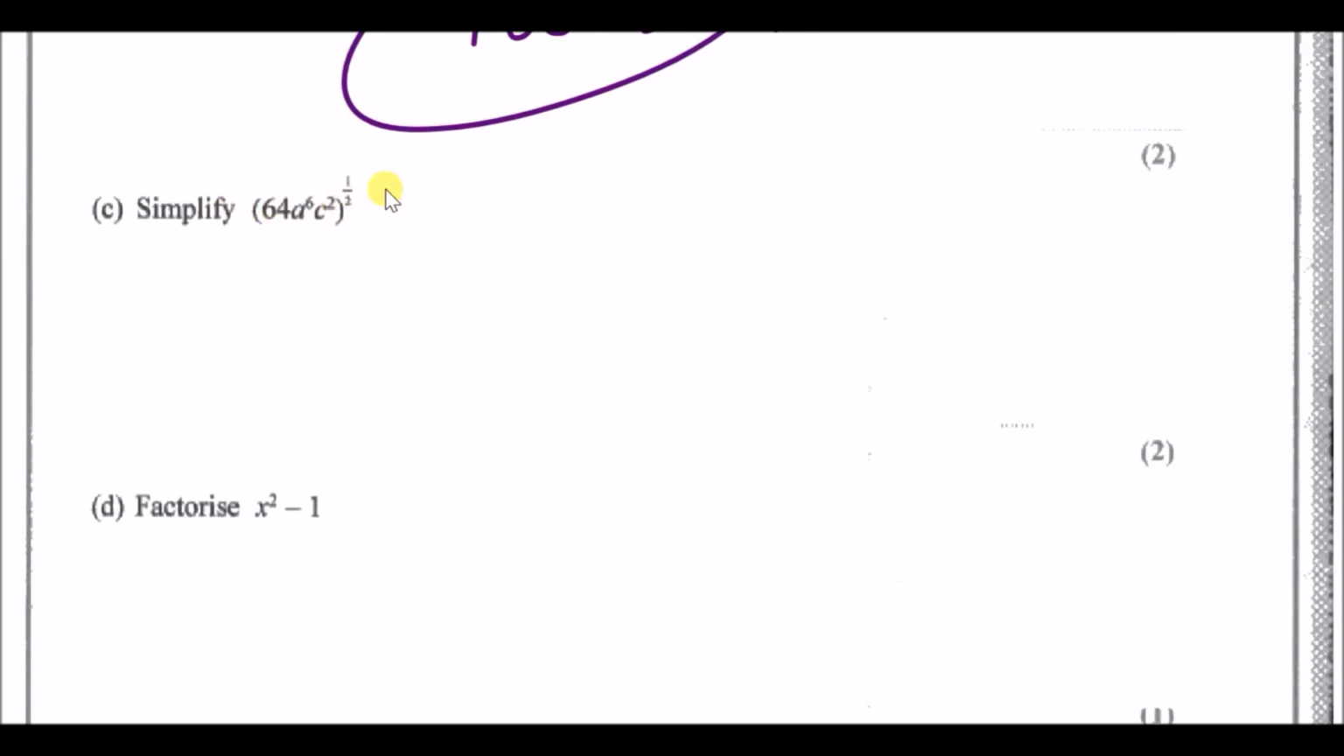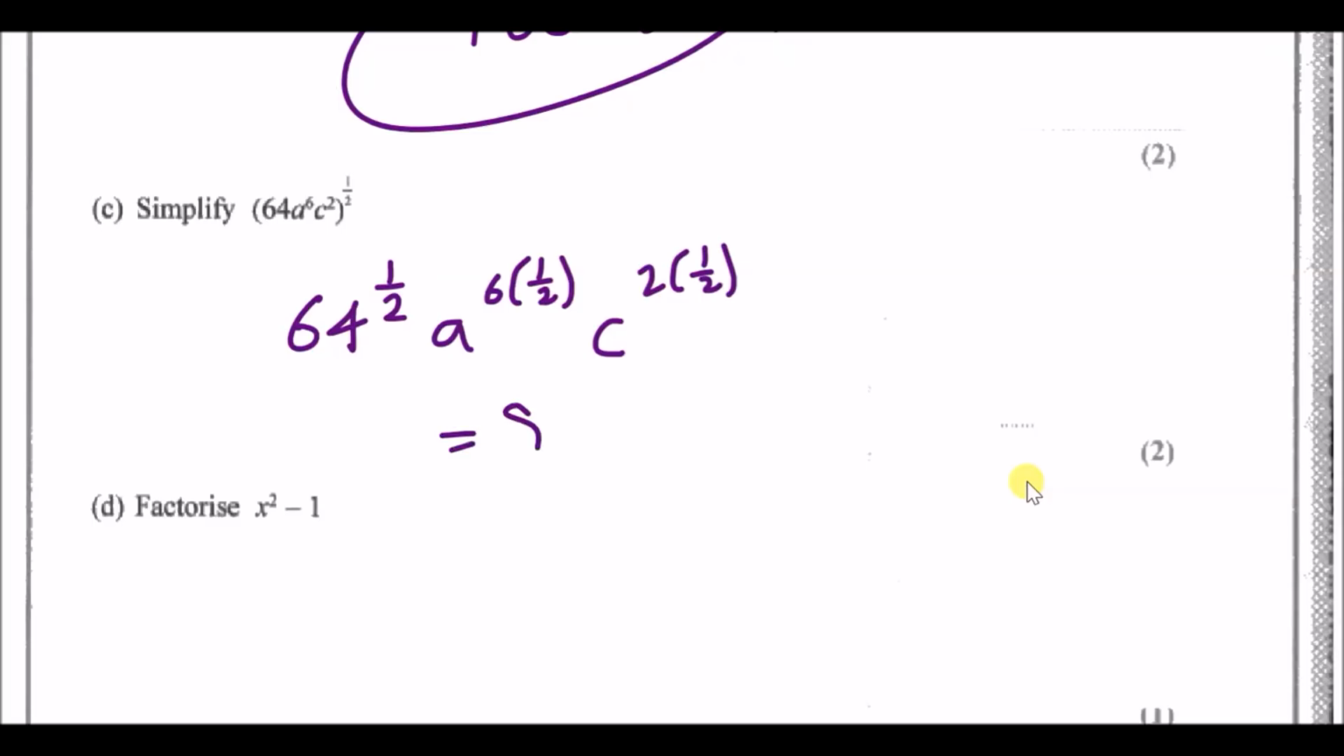C. Simplify all of this to the power of half. Now that's not too bad. When you have everything to the power of something, you distribute this power to all the terms. So it's going to be 64 to the power of a half, and then a^6, stick a half next to it, and then c^2 and stick a half next to it. Now you just expand it. So 64 to the power half, you can smash in your calculator and you'll get 8. That's basically the square root of 64. 6 times a half is 3, so a to the power 3. And then 2 times a half is 1, so c to the power 1 or just c. Okay, good. So that's done too.